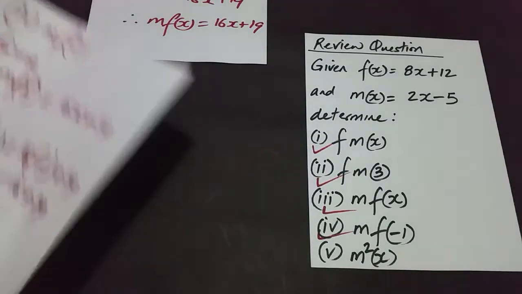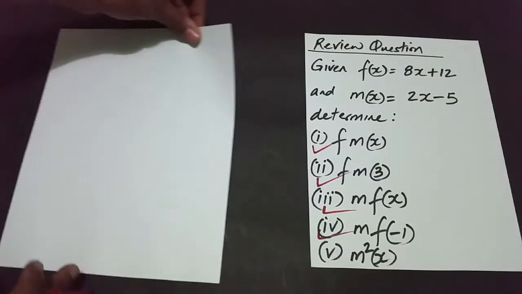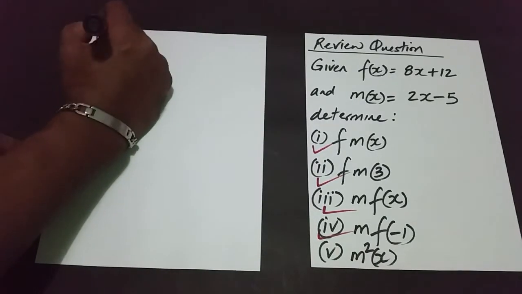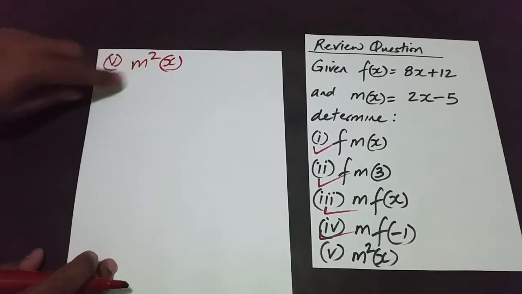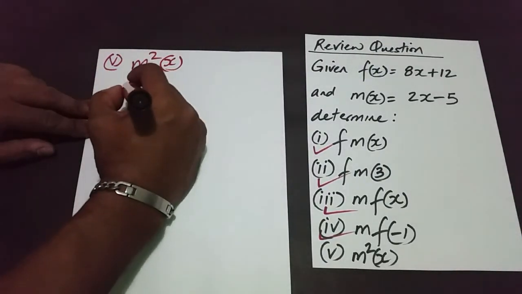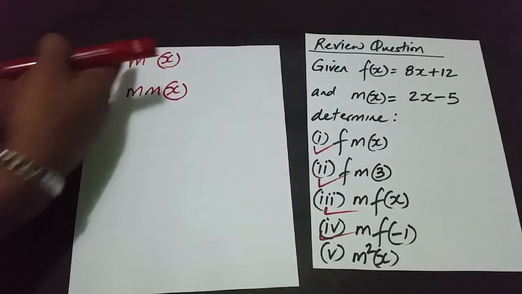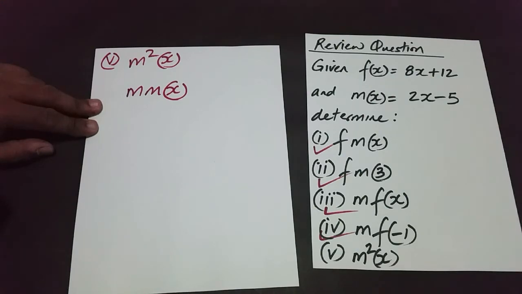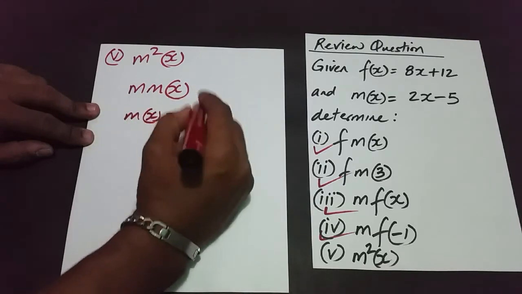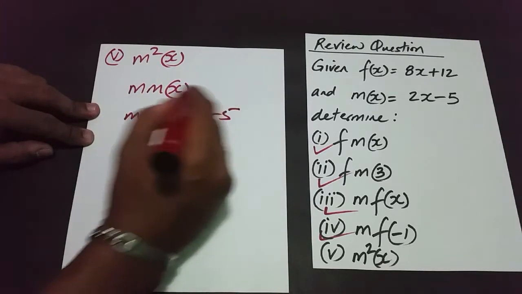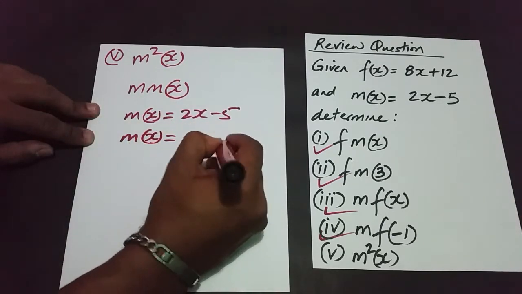All right? So we're going to move on now to the last part of the review question, which is asking us for m squared x. So part 5, m squared x. And we know that m squared x is the exact same thing as m of m of x. That's what this is, right? So m squared x is the same as m of m of x. So again, the mother kangaroo is here, so m of x is equal to 2x minus 5, and the baby kangaroo here is also m of x, and that is 2x minus 5.